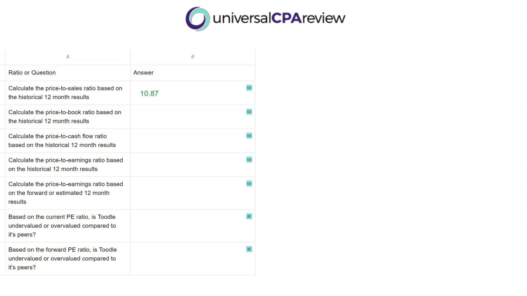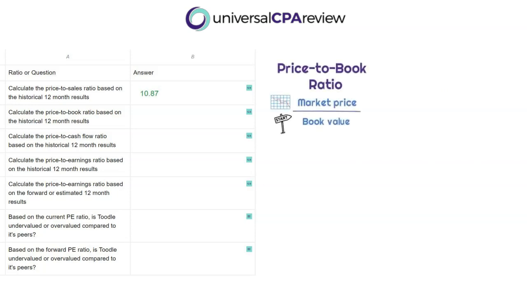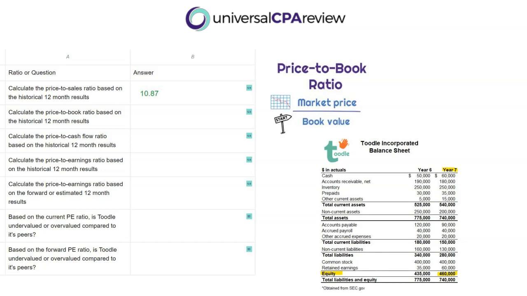Now let's move on to the price to book ratio. And again, this is for the historical 12 months for year 7. So when we look at this ratio, it's not that much different, right? On the numerator side, we have the same thing, the market price, which will still be that 58 million. And then on the denominator side, we have book value. Now this is based on the book value of the company's equity, right? It's net assets. And that is going to be equity straight from the balance sheet for year 7.